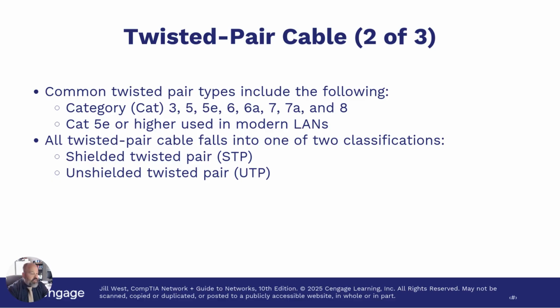So all twisted pair cables fall into 2 camps. We've got STP, which is shielded twisted pair, and UTP, which is unshielded twisted pair. STP is kind of like wearing a raincoat in a storm. UTP is kind of like going out into the storm with no raincoat, just regular clothes. One protects you a little bit more than the other one, obviously.